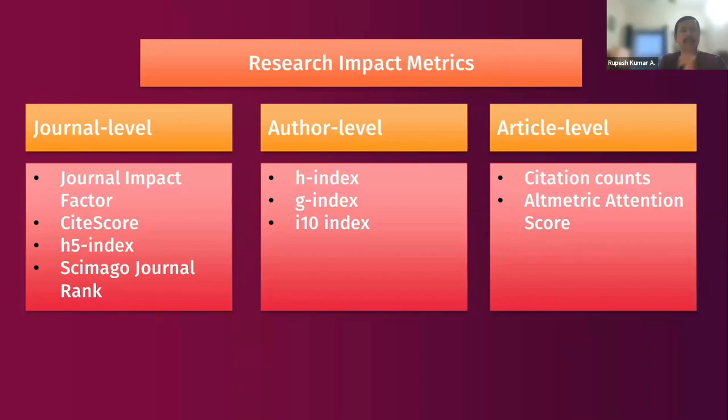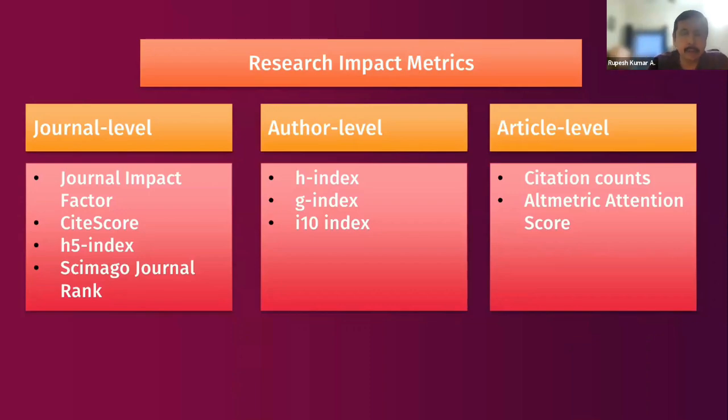So at the journal level, we have journal impact factor published only by Clarivate Analytics, the company which provides Web of Science service. That's the only genuine journal impact factor. There are many other dubious journal impact factor services on the World Wide Web. Do not fall prey to any of them. I will show you in a later slide some of the dubious journal impact factor services which fool the journals, which fool the authors as well. So journal impact factor is published by Clarivate Analytics through its Web of Science service.